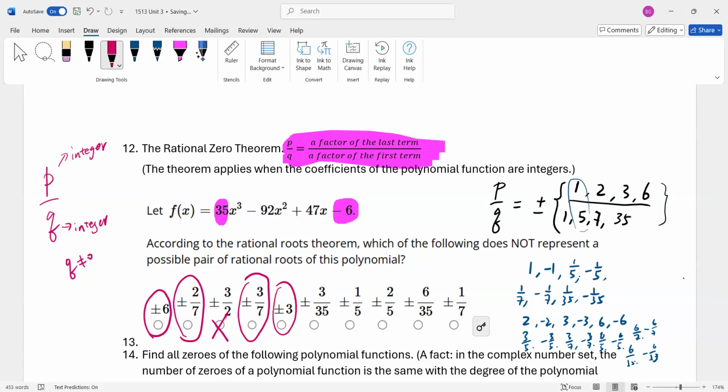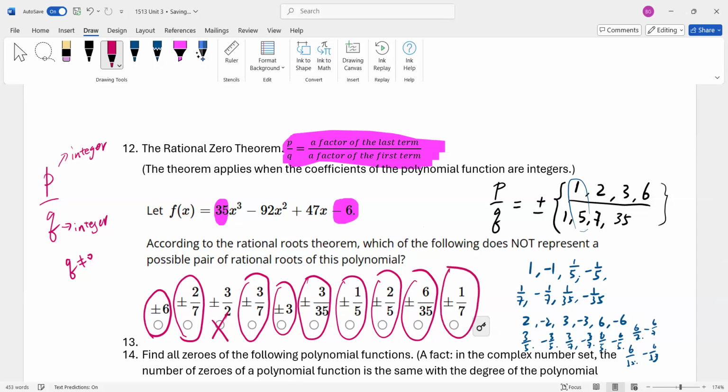What about 3 over 35? Yes, 3 on the top, 35 on the bottom. This one is a potential root. And 1 over 5, yes. 2 over 5, yes. 6 over 35, yes. 6 here, 35 here, right? Very good. 1 over 7, yes. 1 appears on the top, 7 appears on the bottom.